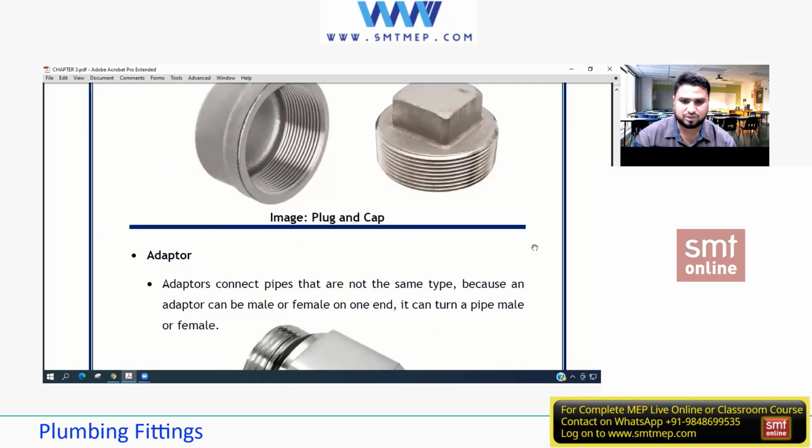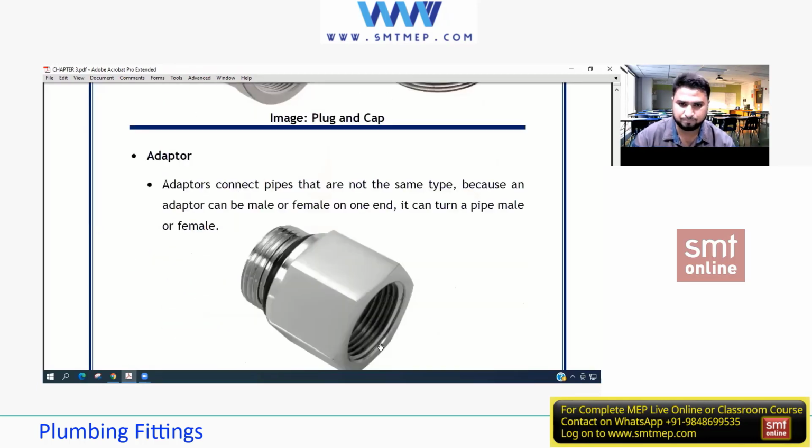So next is the adapter. What do you mean by adapter, online? Again, one side is female, one side is male. But where and why is it being used? The adapter is the best thing: it can turn a pipe to a female here, and here it can turn it to male. Yes or no? Two things.